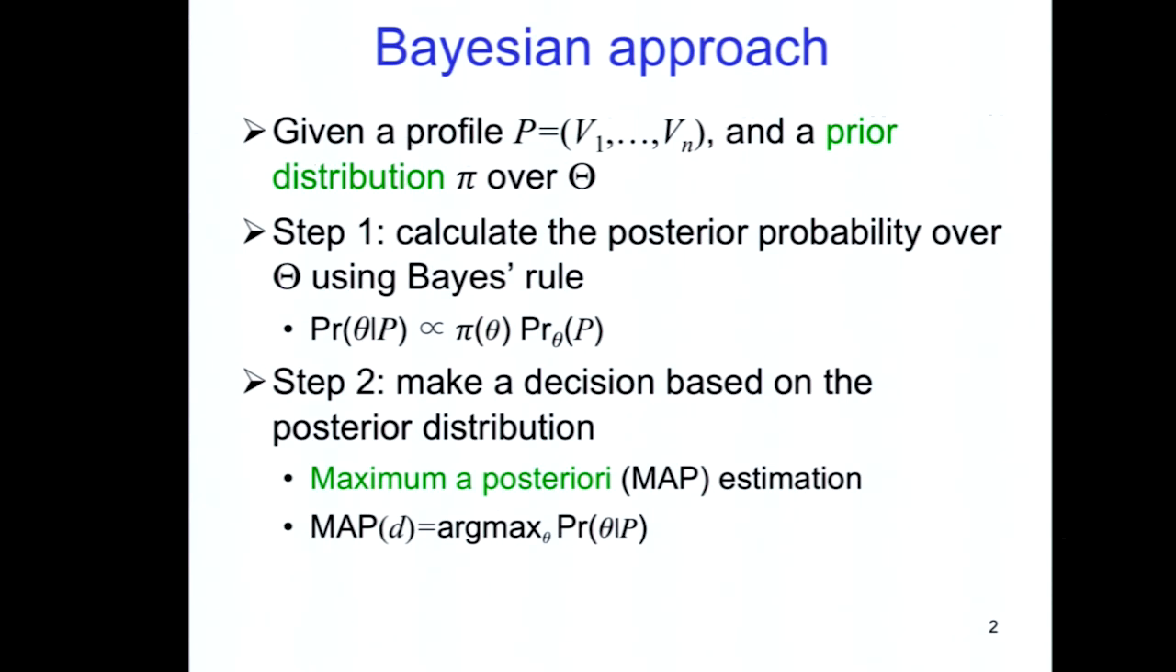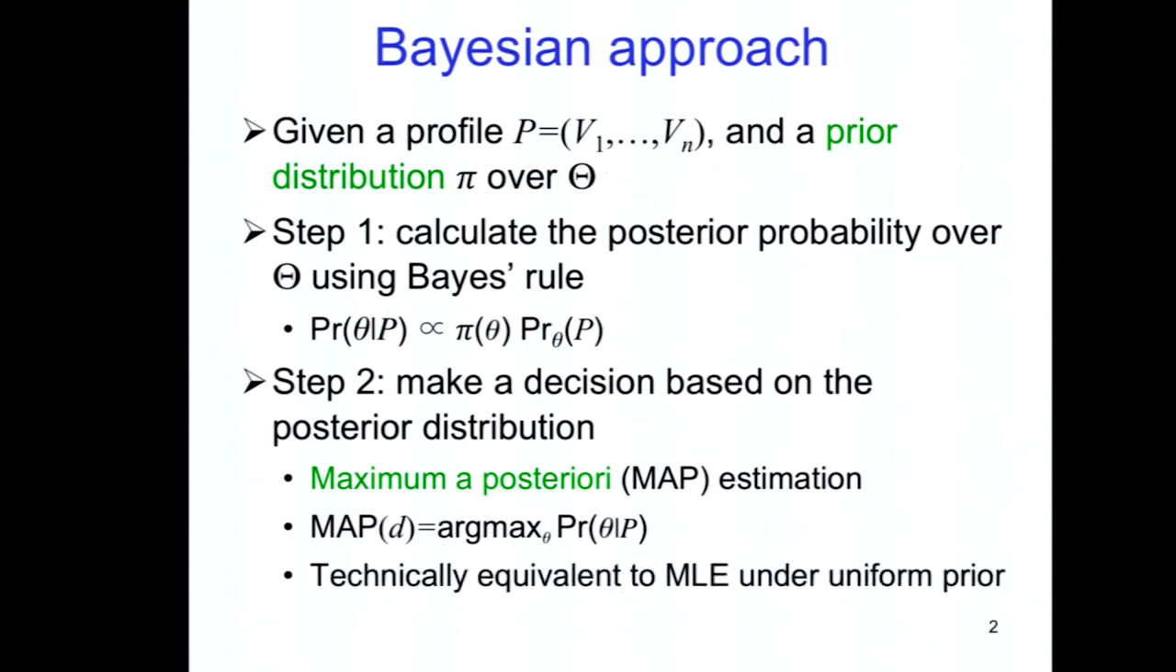But anyway, MAP is basically just choosing the parameter that maximizes the posterior probability. That's technically the same as MLE. This is a very confusing part. Technically, MAP under a uniform prior is the same as MLE, but it doesn't mean that MAP is the same as MLE. It's just a different school of thought. But technically, at some point, they're the same.